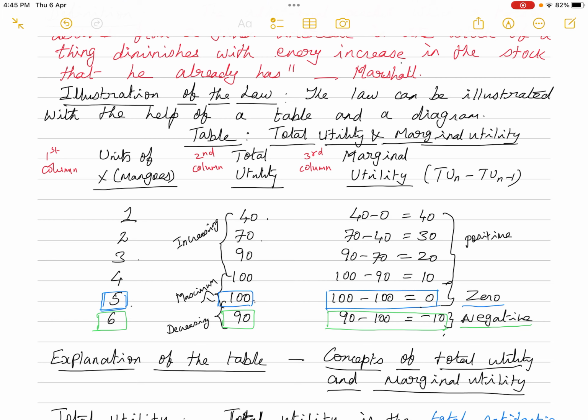So what is the marginal satisfaction the consumer is getting? Only for the fifth mango it becomes 0. Now if the consumer is forced to consume the sixth unit of mango also, what happens? The total satisfaction will start decreasing. So that's why it becomes 90, and the marginal satisfaction is becoming negative. So 90 minus 100, it becomes negative.